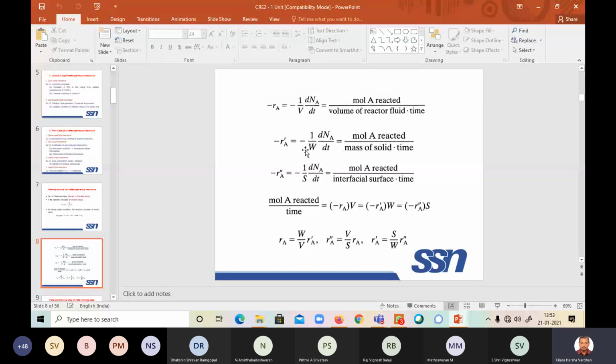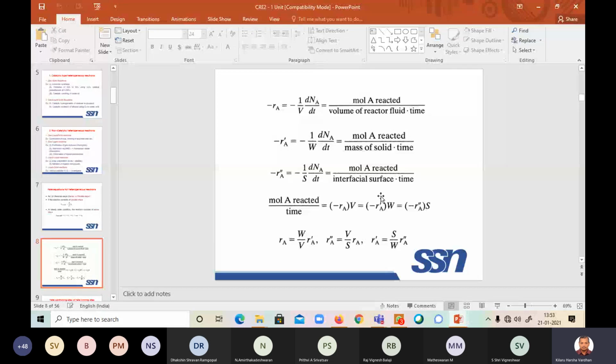So you can equate all the rates, because dNA is nothing but the moles of A reacted. Then it will be minus RA into V is nothing but minus RA dash into W or minus RA double dash into S. Once you know one particular rate, the other rates you can calculate if you know your W, weight of the catalyst, or volume of the liquid, or the interfacial surface area. If you know, you can calculate the observed rates differently using this expression.